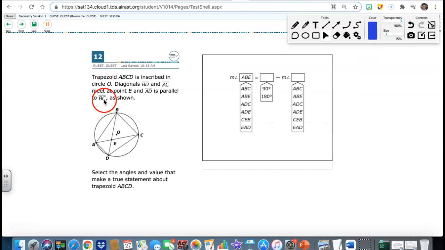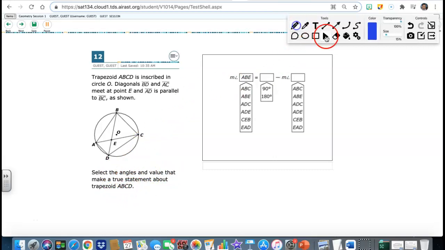Question number 12. Trapezoid ABCD is inscribed in circle O. Diagonals BD and AC meet at a point E. AD is parallel to BC, as shown. Select the angles and value to make a true statement about trapezoid ABCD.